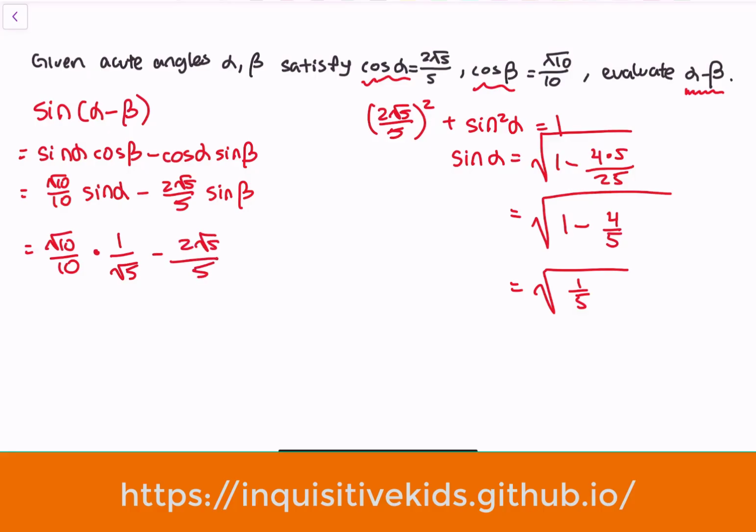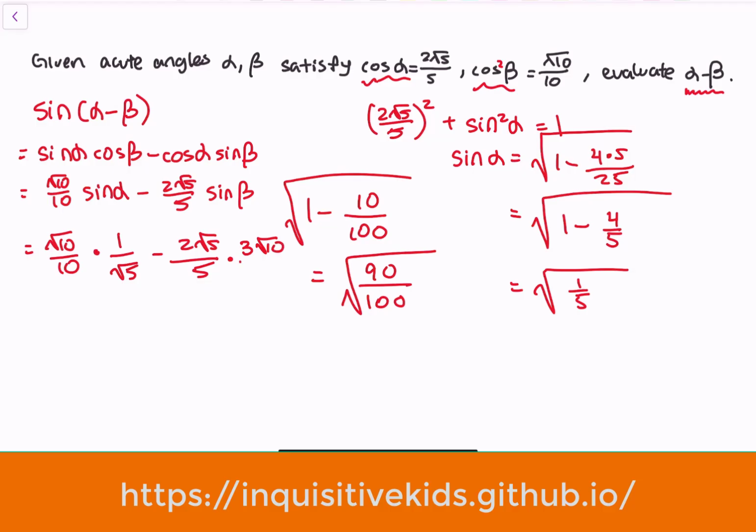And now what's sine beta? Sine beta would be equal to, if we apply the Pythagorean theorem, the square root of 1 minus cosine beta squared, so 10 over 100, that subtracted from 1, and you could take the square root of it, so it's 90 over 100 under the radical, which is the same thing as 3 times the square root of 10 over 10.